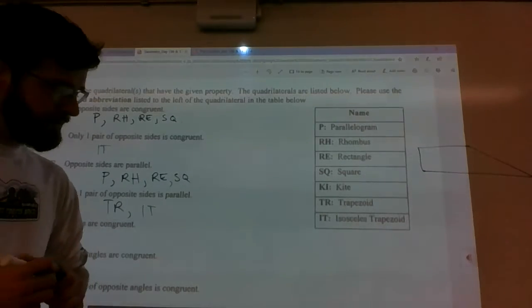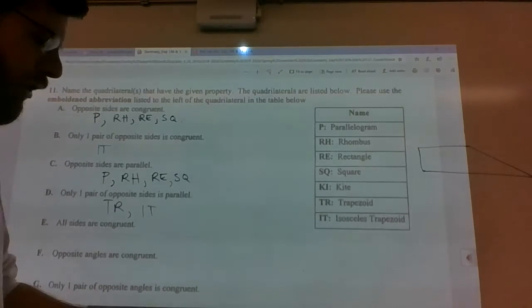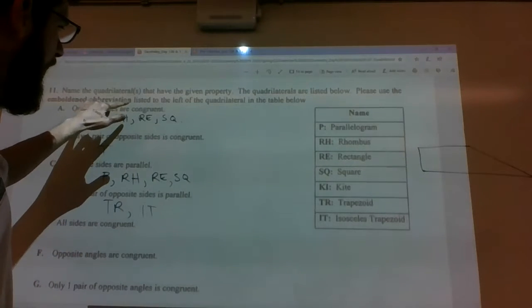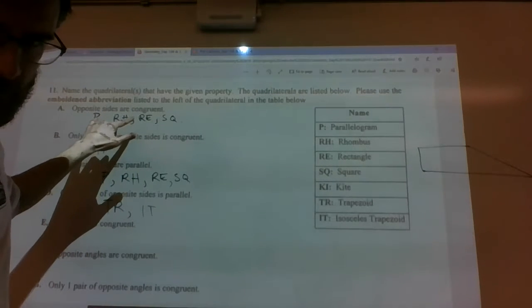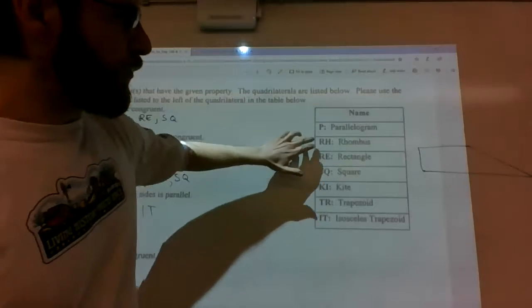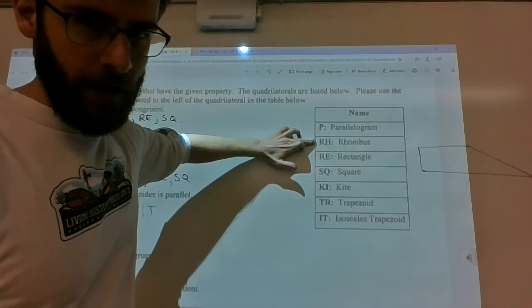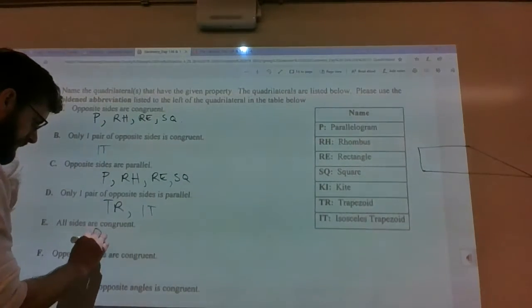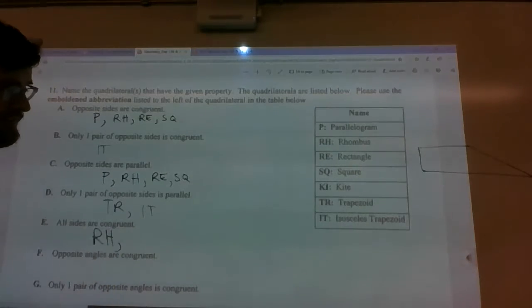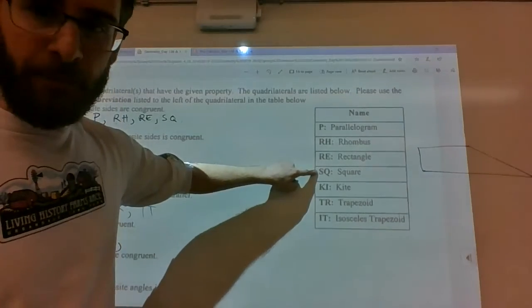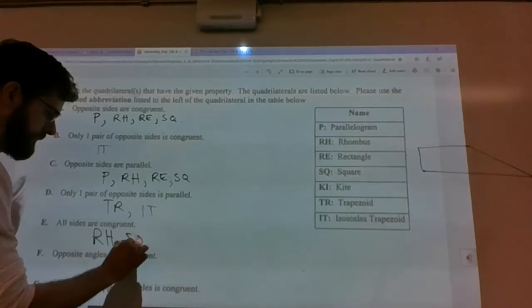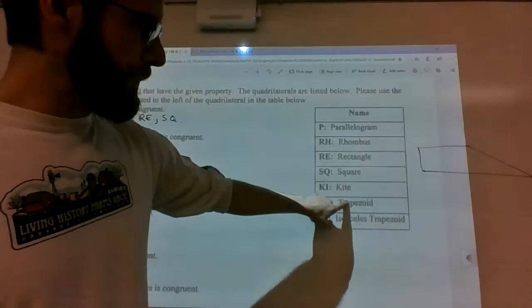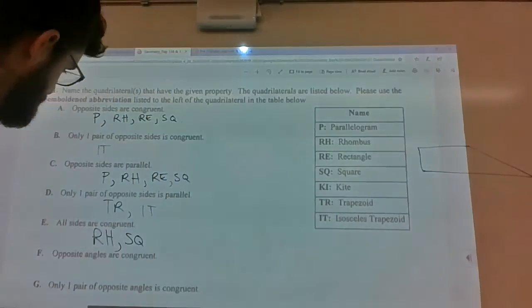All sides are congruent. Let's see. All the sides are congruent. You had opposite sides that were congruent for parallelograms. We have to think rhombuses, all right, or rhombi, those have 4 congruent sides. And a square is a type of rhombus. Nope. I think we got them all.